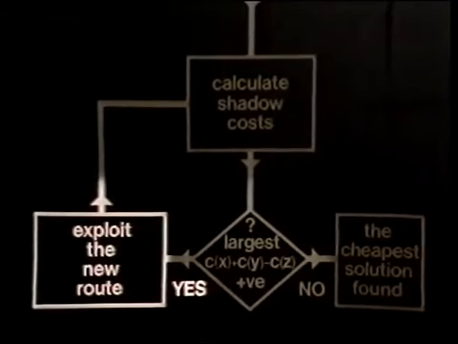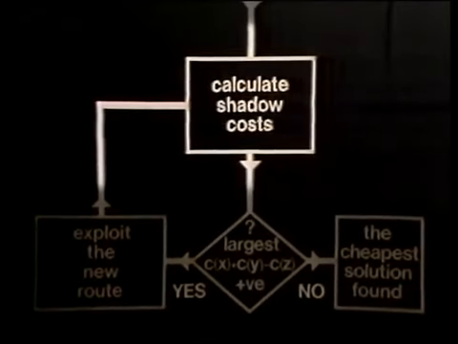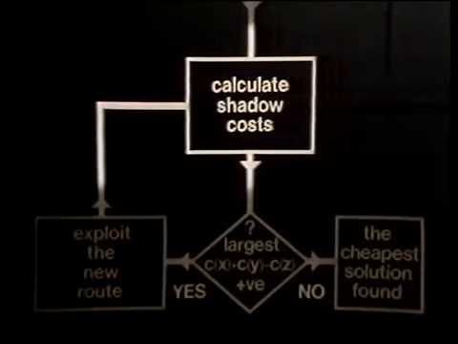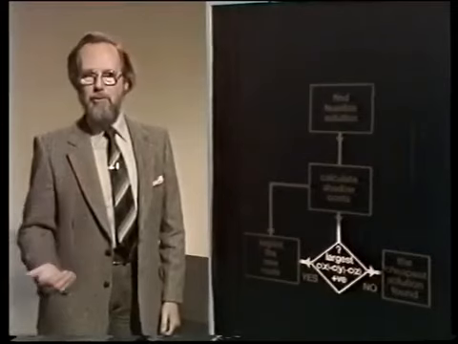Well, this is where we came in. We've got to go back to step 2. We must recalculate the shadow costs, because you see, they depend on the routes actually in use. Well, once more, it's in step 3, in which we examine the effect of introducing these new routes.